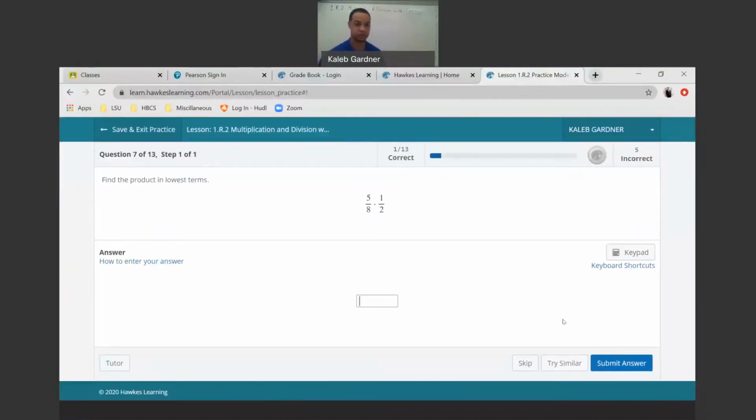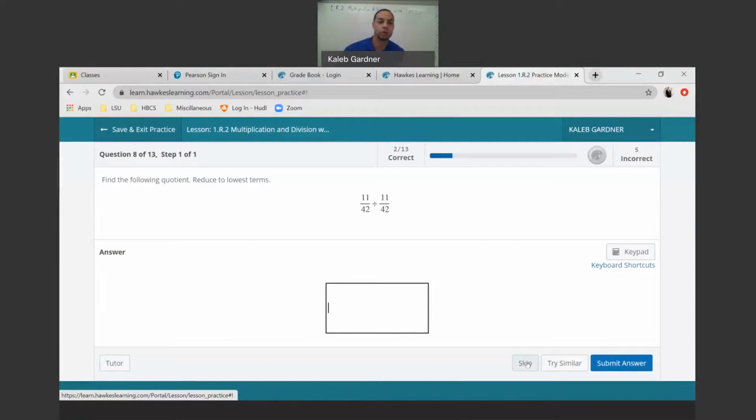I want to do one of each type of example. All right, so we already did one like this. In this case, you can't reduce. 5 doesn't reduce with either the 8 or the 2, and of course 1 doesn't, so you would just multiply straight across. So I'm going to go ahead and hit my fraction line. 5 divided by 16, and that's our answer.